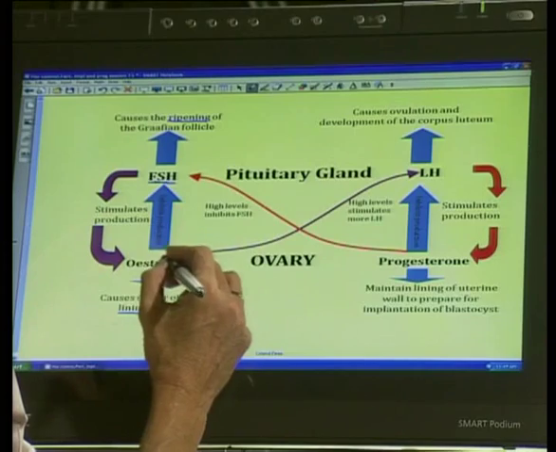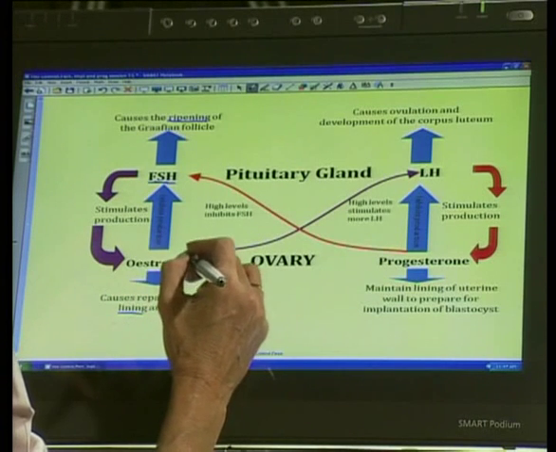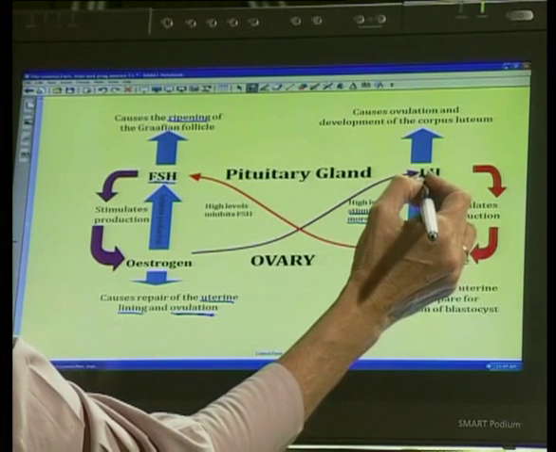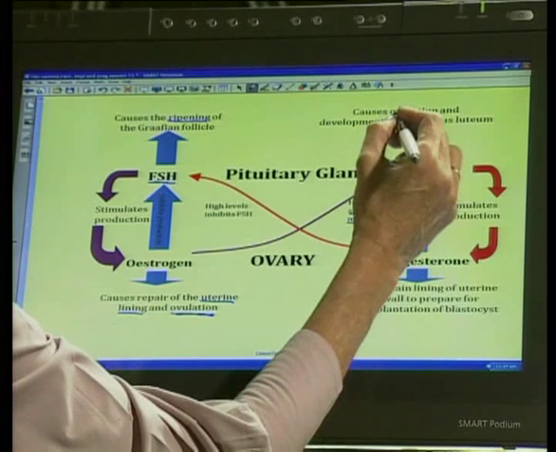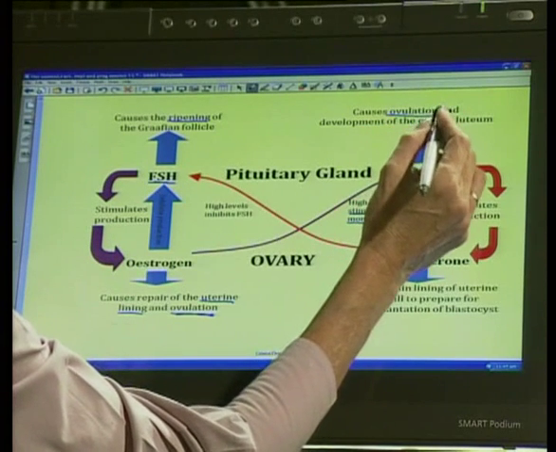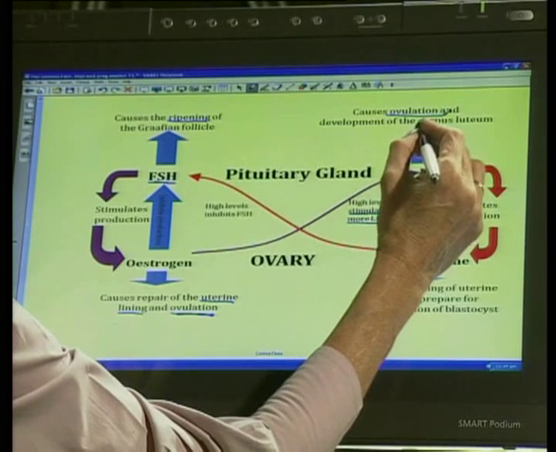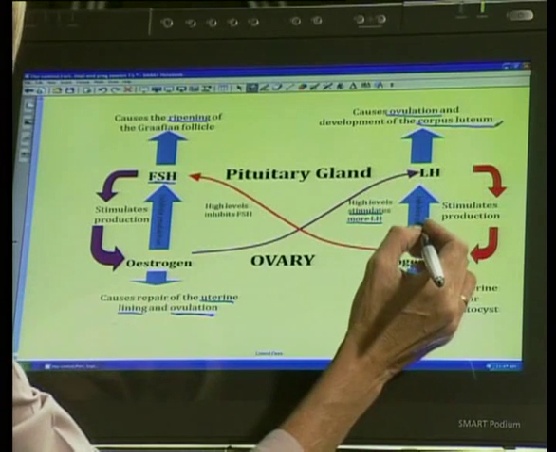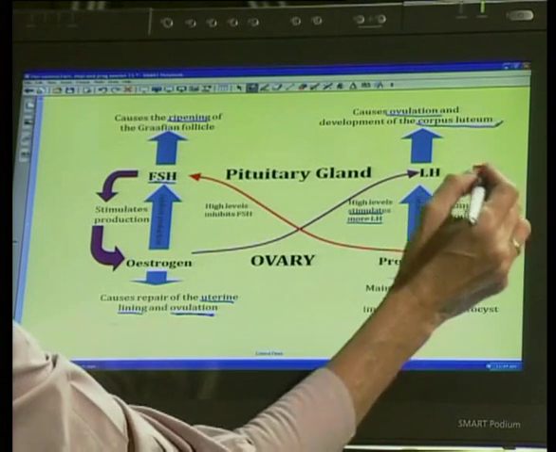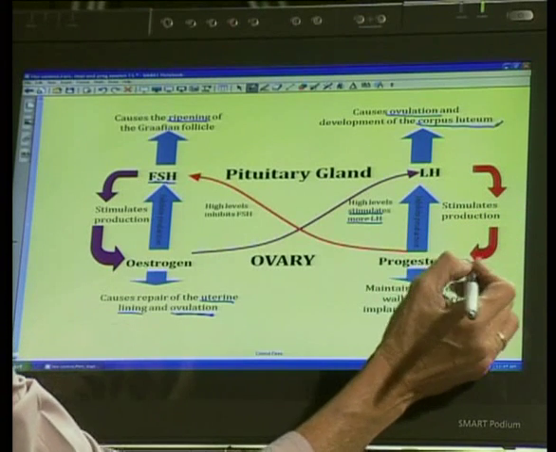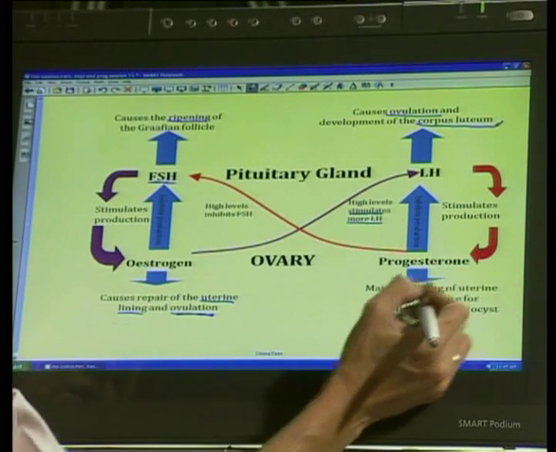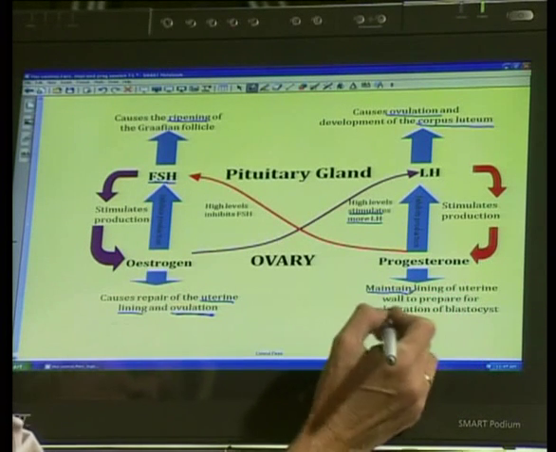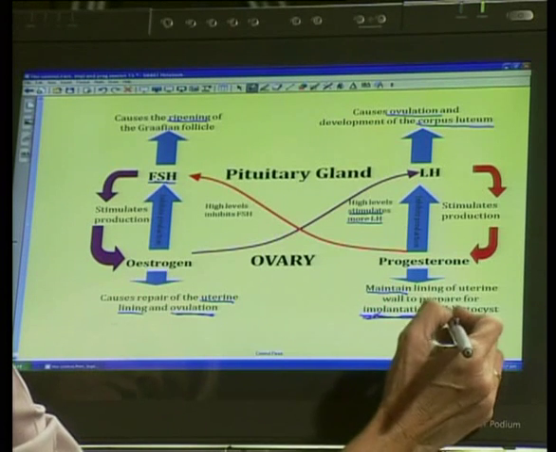This high level here of estrogen stimulates more luteinizing hormone. So luteinizing hormone, what does it do? It causes ovulation, makes sure that the ovulation happens, and it causes the development of the corpus luteum from the Graafian follicle. Okay, what it also does is it's going to stimulate the release of progesterone. What does progesterone do? It maintains the lining of the uterus, and it prepares the lining of the uterus for the implantation of the blastocyst.